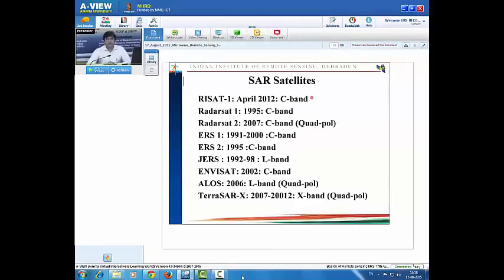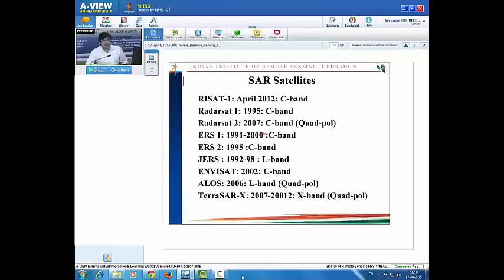RISAT-1 is the name of the Radar Imaging Satellite. This is the Indian satellite mission providing the dataset in C-band. RADARSAT is the radar sensor series of the Canadian Space Agency. RADARSAT-1 was launched in 1995, and RADARSAT-2 was launched in 2007. This is also a kind of advanced SAR system. It provides the dataset in quad pole mode in C-band only.